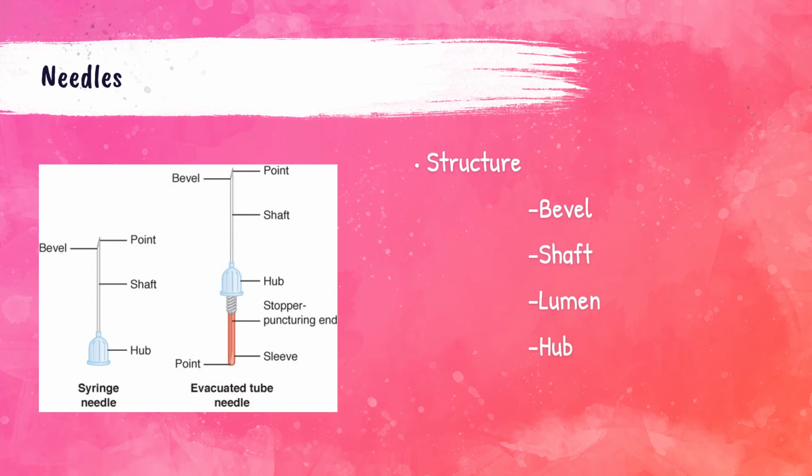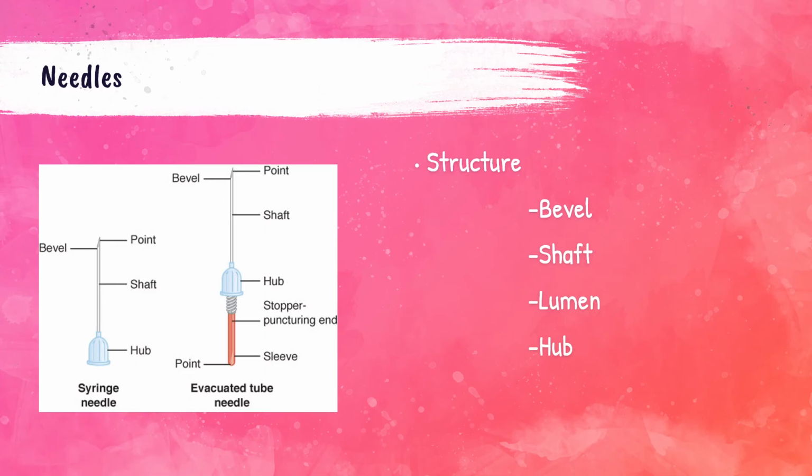So in the drawings on the left-hand side of the slide, this shows a syringe needle and also an evacuated tube needle. The syringe needle, or hypodermic needle, can only be used to collect the amount of blood that the syringe can hold. The multi-sample needle on the right-hand side of this drawing is used in the evacuated tube system. This needle type is capable of collecting many evacuated tube samples.